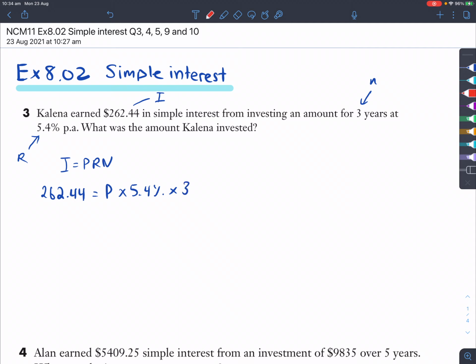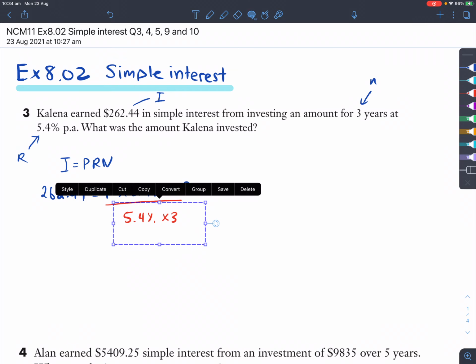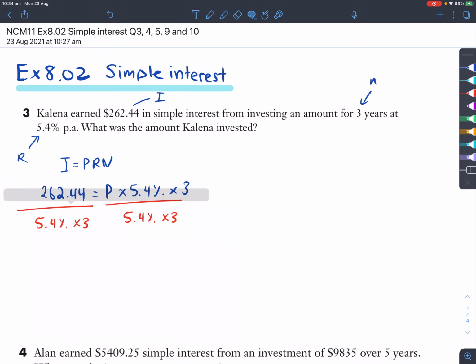Okay, so if we now want to solve for P, we're just going to divide both sides by 5.4% times 3, just like that. So I'm just going to copy that over here. Then these two things cancel on the right side, so that P is simply what this is. So we're going to type exactly what this is in the calculator, including that percentage sign right there. So 262.44 divided by 5.4%. Okay, I'm just going to do that right now. Then divide by 3 there. Okay, that's going to give us $1,620. Okay, this is the amount that she put in the bank before investing and gaining this amount.